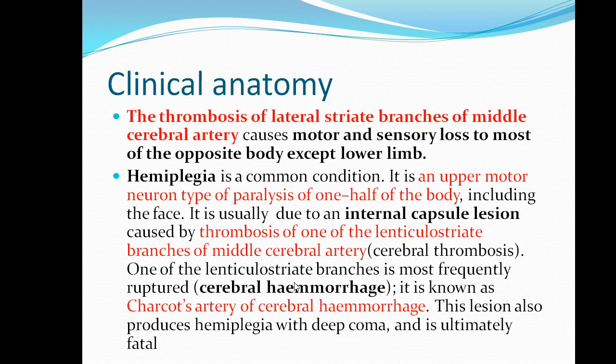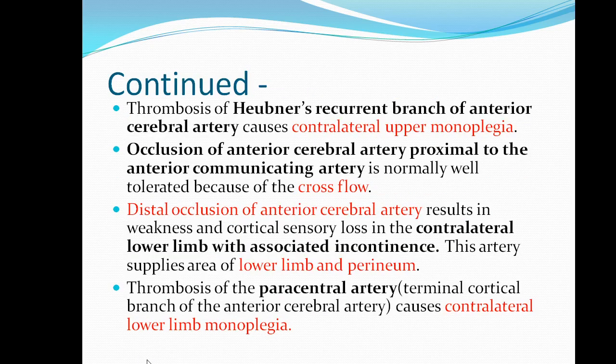One of the lenticular branches is most frequently ruptured, that is a condition known as cerebral hemorrhage, and this artery is known as Charcot's artery of cerebral hemorrhage. This lesion also produces hemiplegia with deep coma, and it is ultimately fatal. The thrombosis of Heubner's recurrent branch of the anterior cerebral artery causes contralateral upper limb monoplegia.